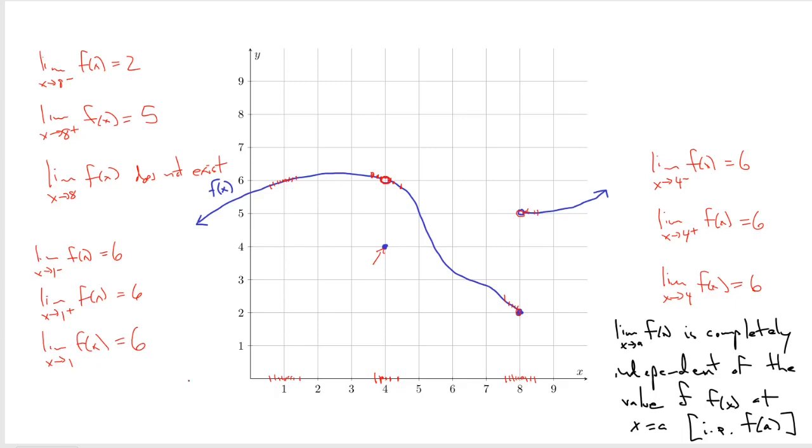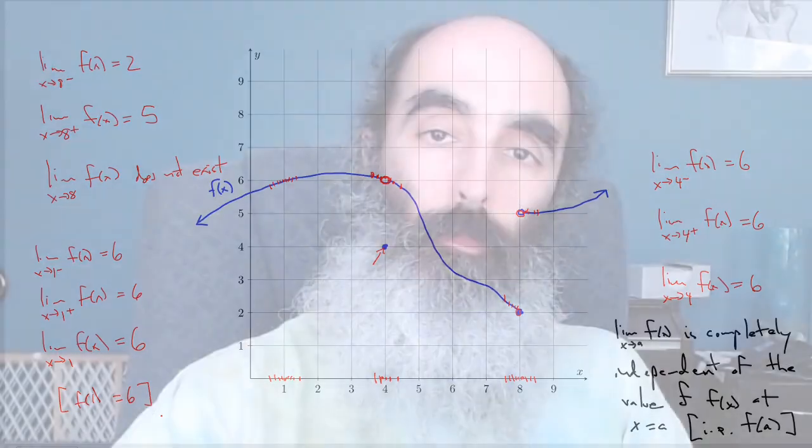And in this case, it just so happens that f of 1 is equal to 6, but we know from what happened at 4 that that does not need to be the case. We don't need to have the function actually have the value of 6 at 1 in order for the limit to be equal to 6 at 1.